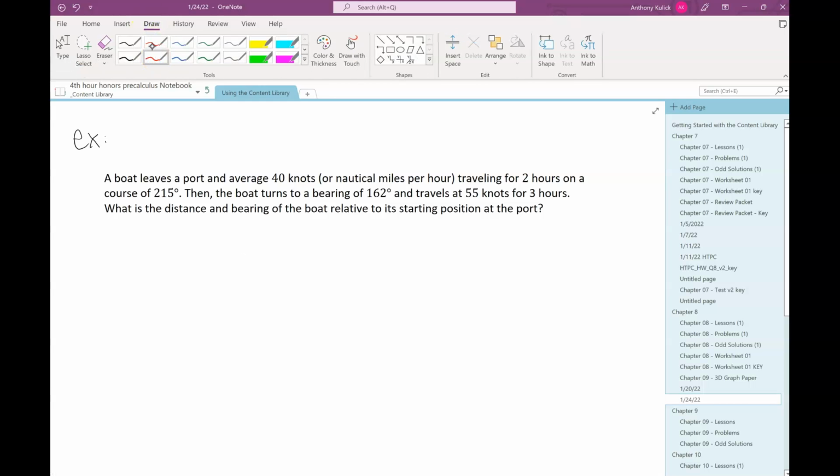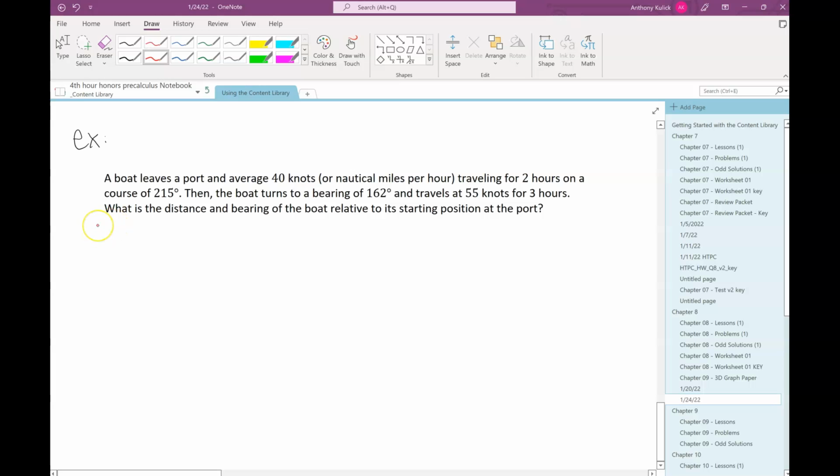So suppose we have a boat that leaves a port and averages 40 knots, traveling for 2 hours on a course of 215 degrees, and then it turns to a bearing of 162 degrees and travels at 55 knots for 3 hours. What is the distance and bearing of the boat relative to its starting position at the port?